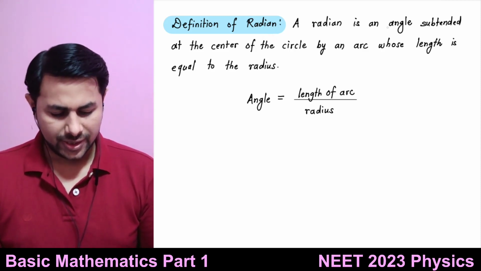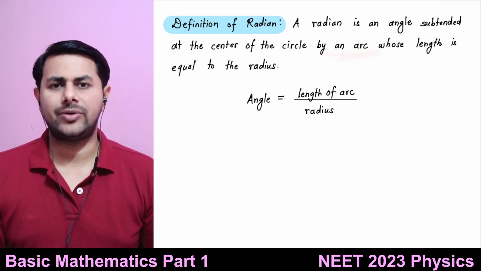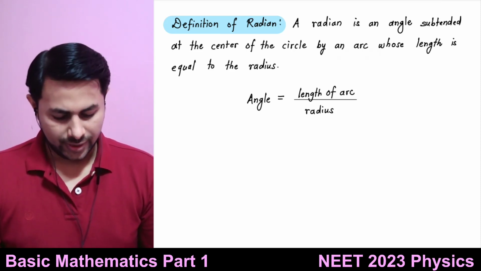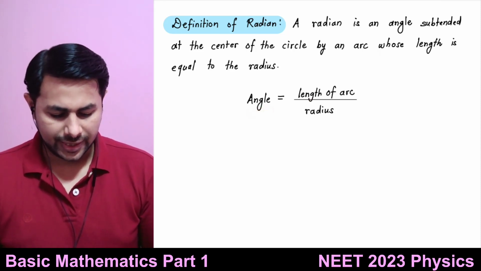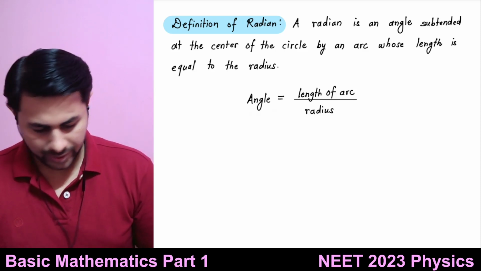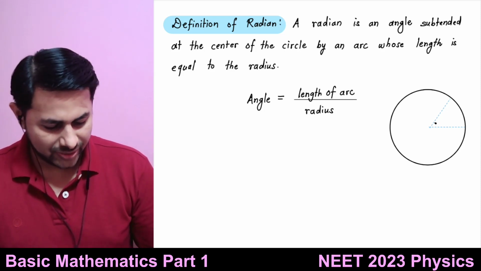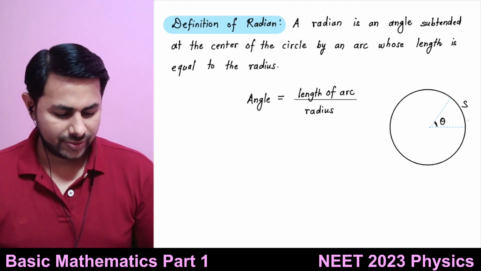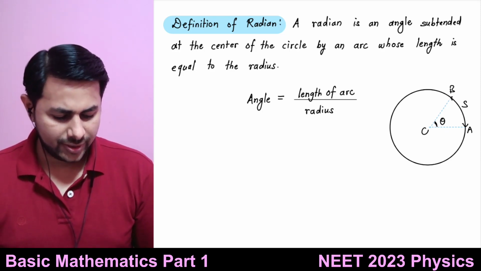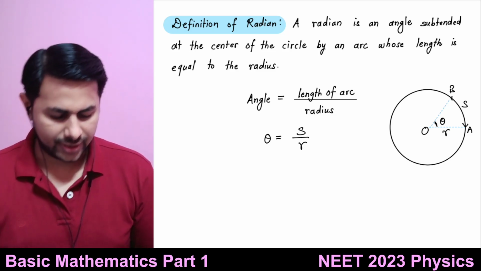What is 1 radian? It is an angle subtended at the center of the circle by an arc whose length is equal to 1 radius, the radius of the circle. So we define angle as length of the arc divided by radius. If I draw a circle over here, and let's say we have this angle theta, this is equal to the length of this arc from A to B, divided by radius r. So theta equals s over r.